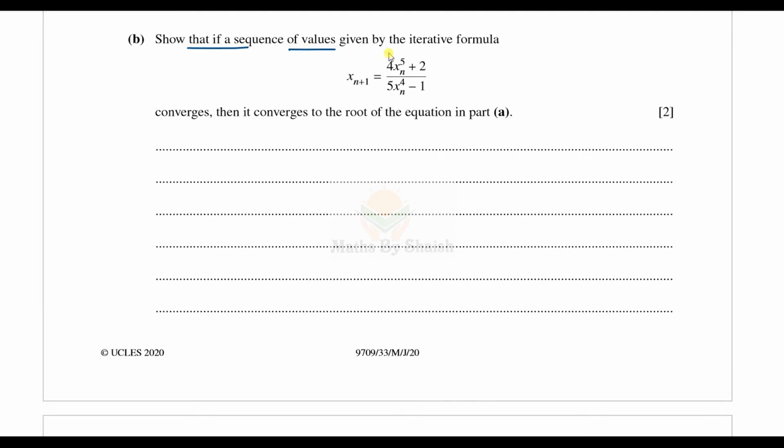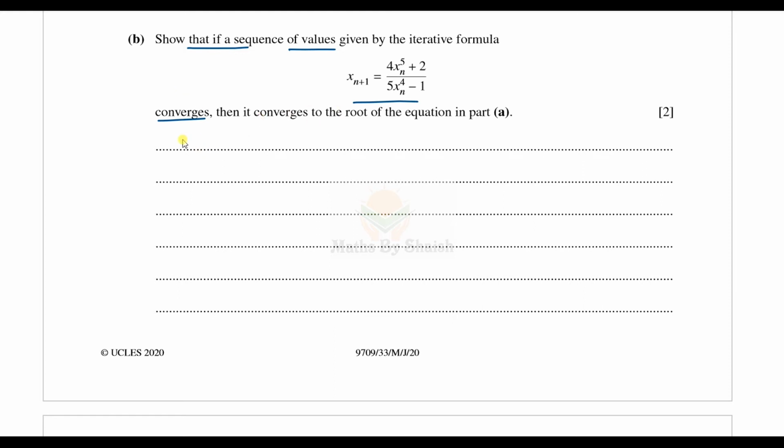Show that if a sequence of values given by the iteration formula converges, then it converges to the root of the equation in part A. So it is given that it converges. So if it converges, then we must get a root over there, and let's find out how to do it. Since it is given that it is converging, we can take all these xn plus 1 as x, and we'll see what equation we get.